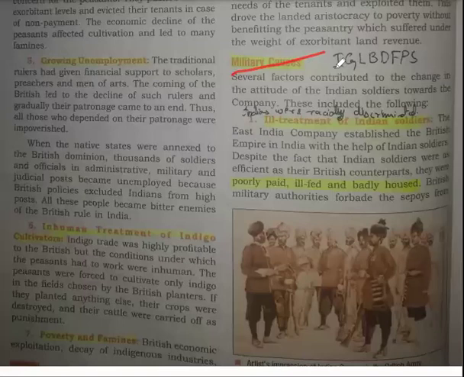So then we have the military causes. The ill treatment of Indian soldiers. Again, here you have to remember 5 to 6 points. The first thing is the ill treatment of the Indian soldiers, because they were poorly paid, ill-fed, and badly housed.